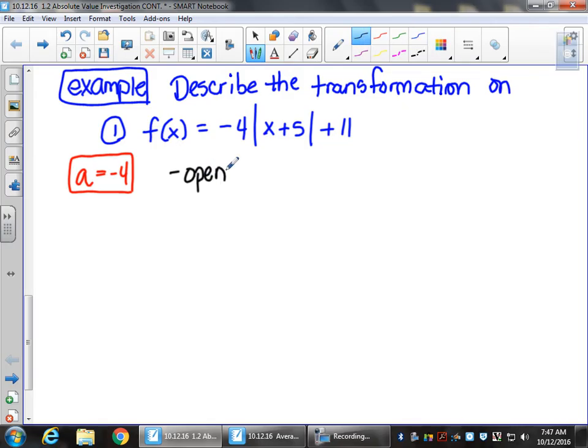Why is it open down? Because it's a negative A. Good. What else do we know? Look at your notes. What do we know? Well, still from A. Just from A. We'll get to the vertex in a second.